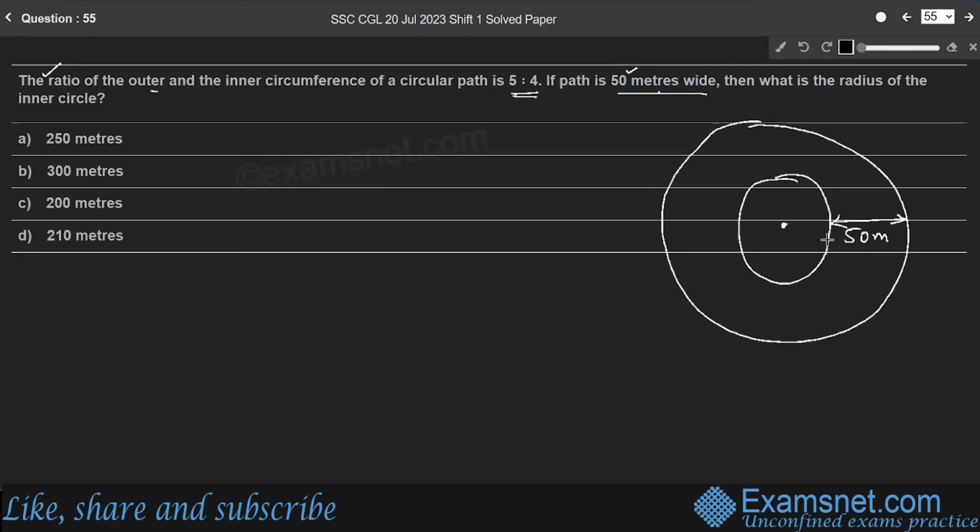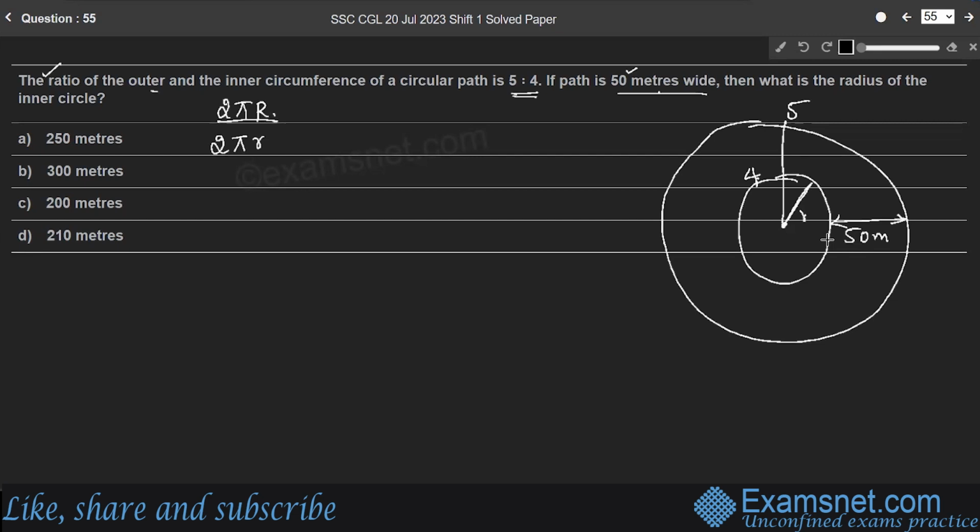So let us consider the outer circumference as 5 and inner circumference is 4. Right? So here the radius of the inner circle, this part needs to be calculated. Right? So let us consider outer circumference as 2 pi r. Circumference of a circle is 2 pi r. So this is outer circumference 2 pi R is to inner circumference, which is 2 pi small r.